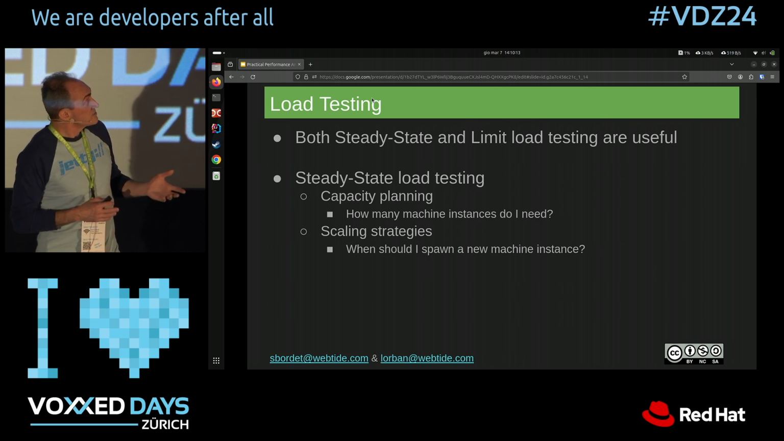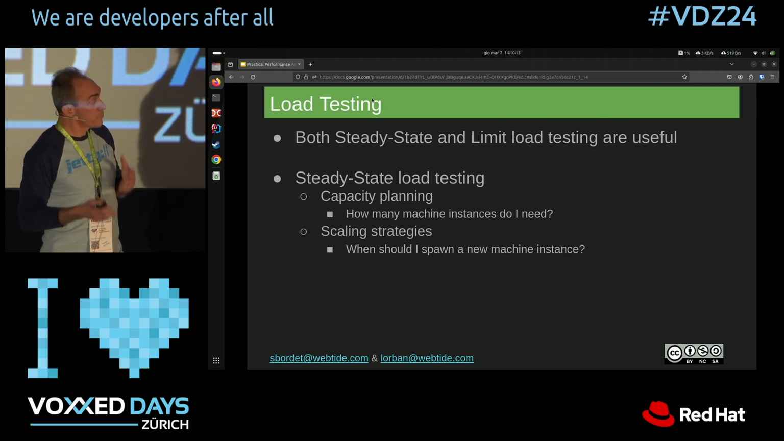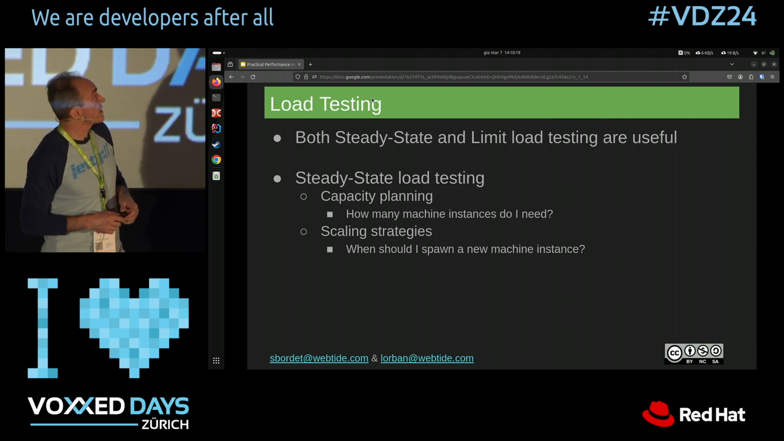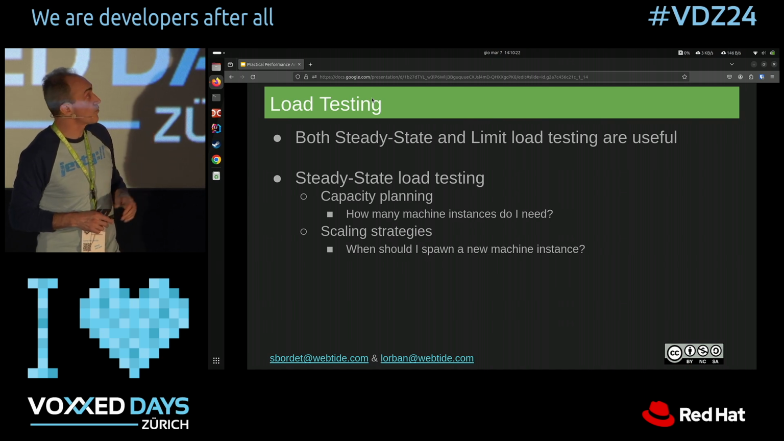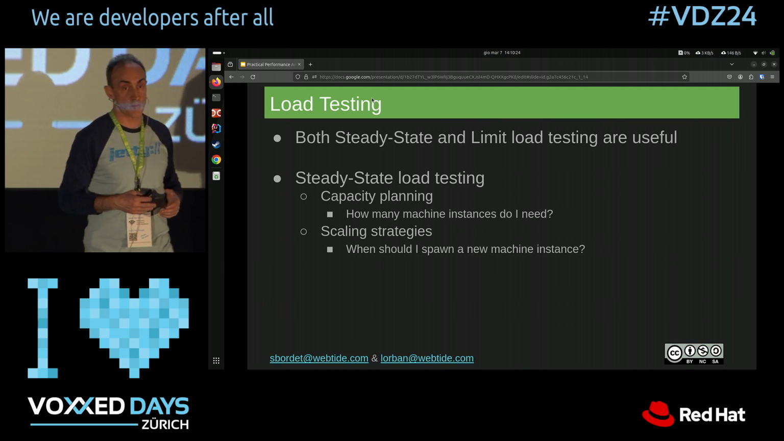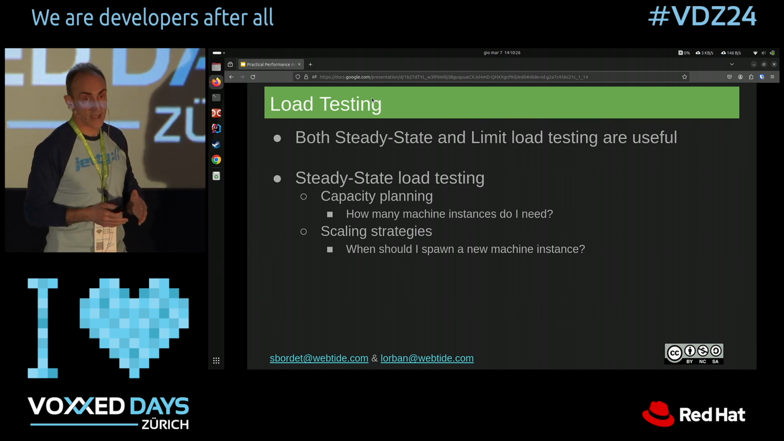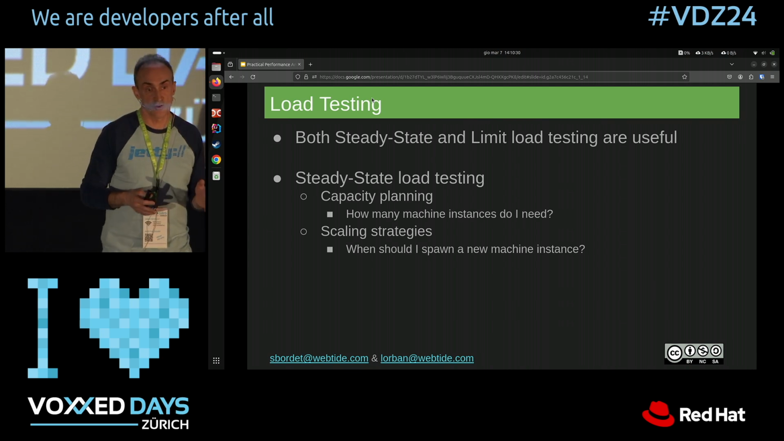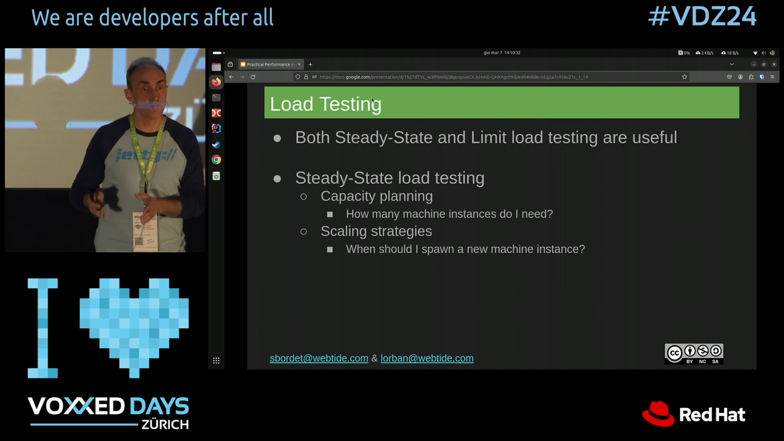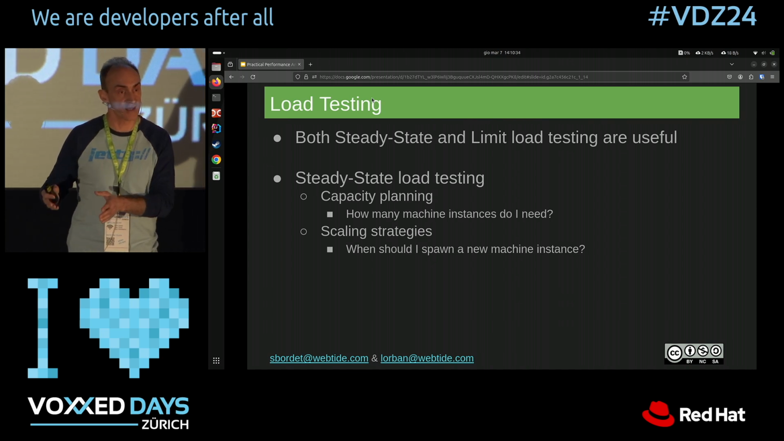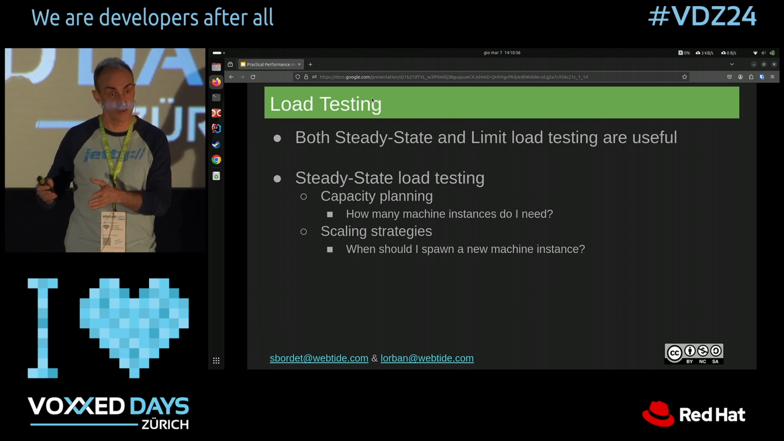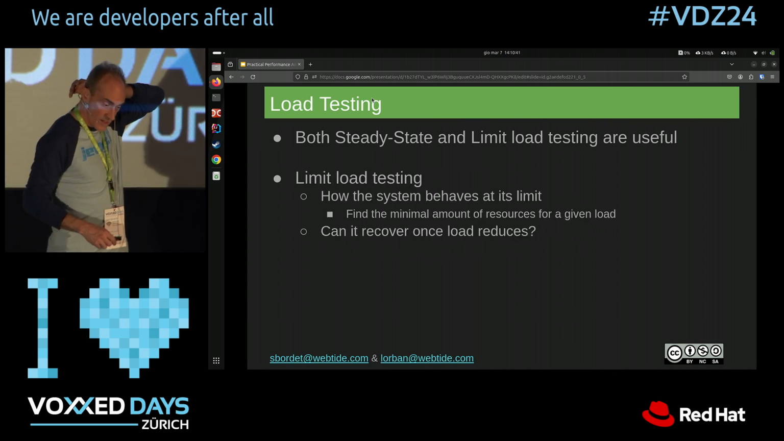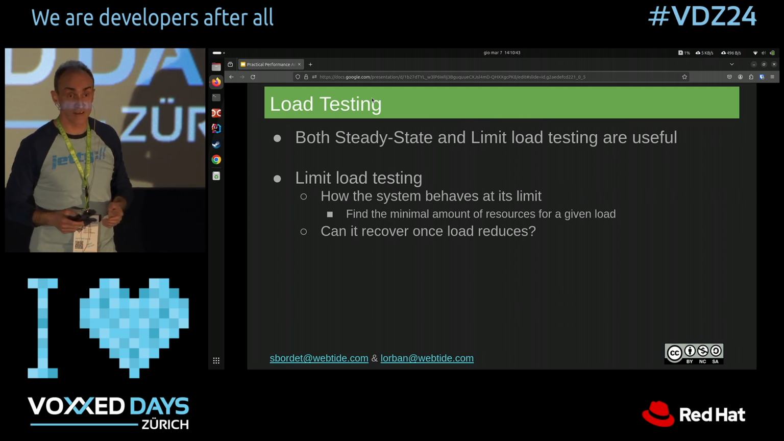Both are useful because they give you fundamentally different metrics and different data. The steady state one is very useful for capacity planning, and so deciding how many machines I need in production, and for scaling strategies. So that if you add one more machine, you will have this much capability to handle additional load. For limit load testing, however, you get a different set of problems and a different set of answers.